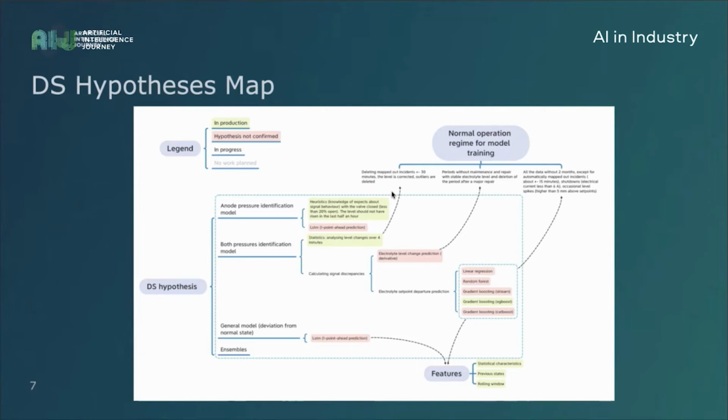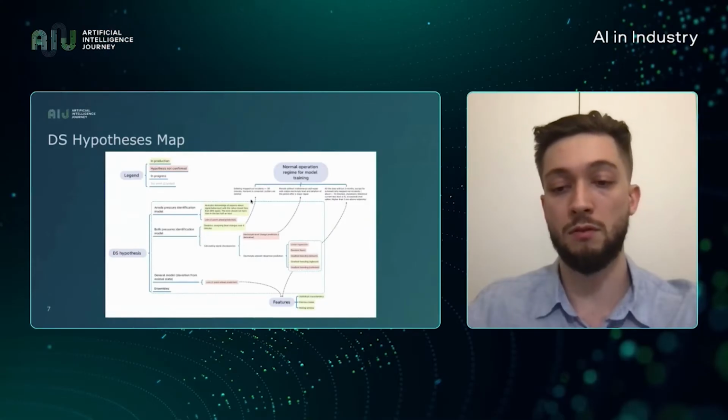In green here, you can see those methods, approaches, and algorithms that were in production at that point of time. In red, these are unproven hypotheses, and there are also hypotheses that we simply put down but are not planning to test them because not enough data are available, or that is too labor-consuming.